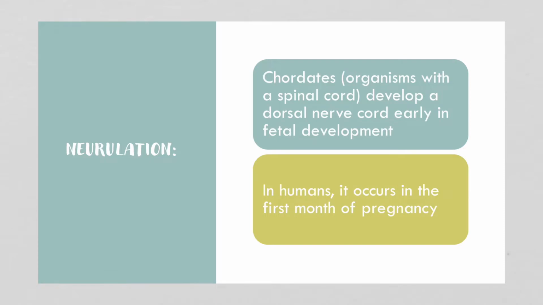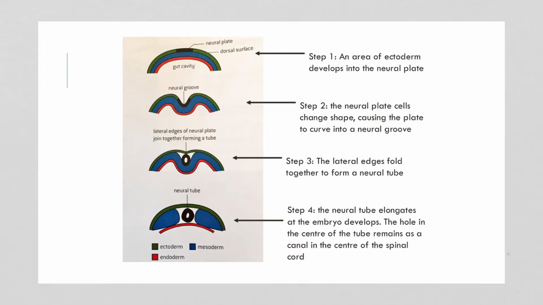The first step is neurulation, so chordates. And chordates are organisms that have a spinal cord, so us and other animals with a spinal cord. They develop a dorsal nerve cord, so along the back of the embryo, early in fetal development. And in humans, that actually occurs in the first month of pregnancy. So you can see here the three layers. So we've got our ectoderm, the middle is the mesoderm, and then the endoderm. And this will be the gut cavity eventually.